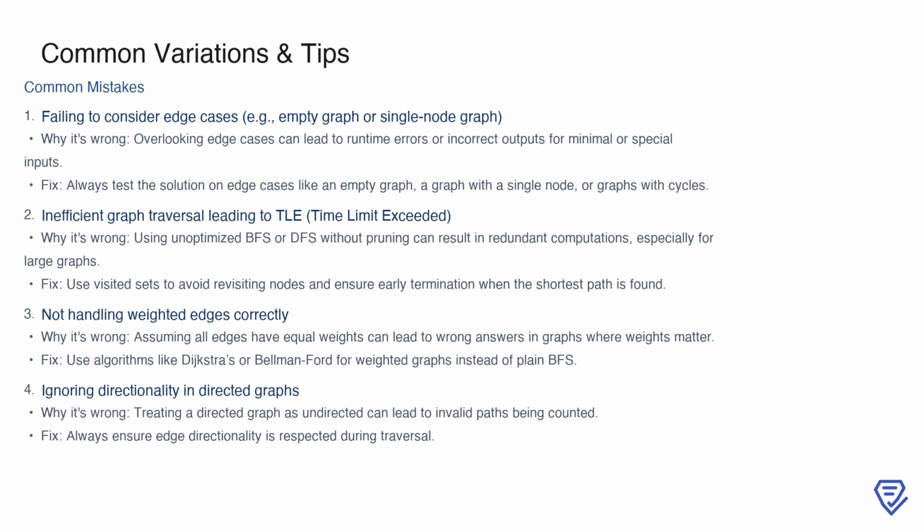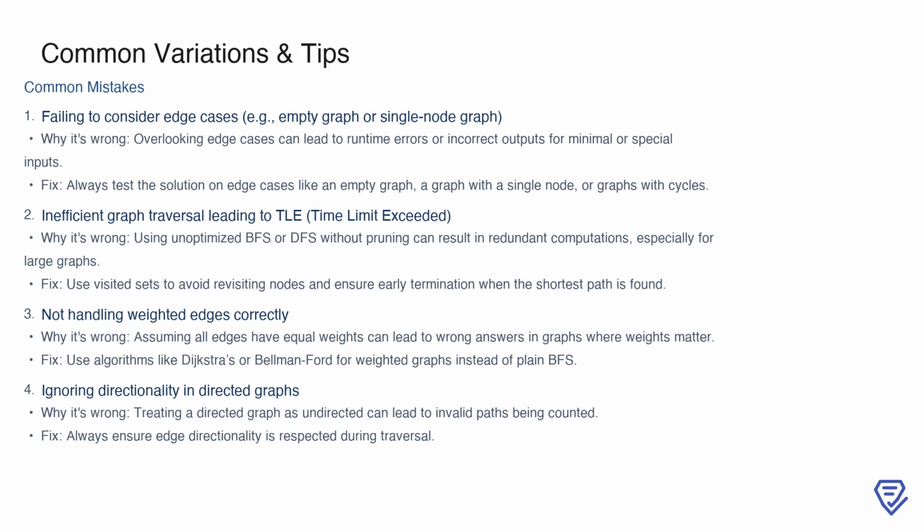First, failing to consider edge cases like an empty graph or a graph with just one node can lead to runtime errors or incorrect outputs. It's crucial to test your solution on minimal or special inputs to ensure it handles all scenarios properly. Next, inefficient graph traversal, such as using unoptimized BFS or DFS without pruning, can lead to excessive computations and even time limit exceeded errors on larger graphs. To prevent this, use visited sets to avoid revisiting nodes and terminate early once the shortest path is found.